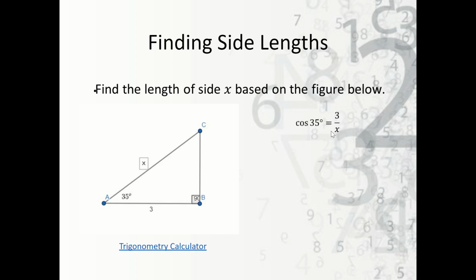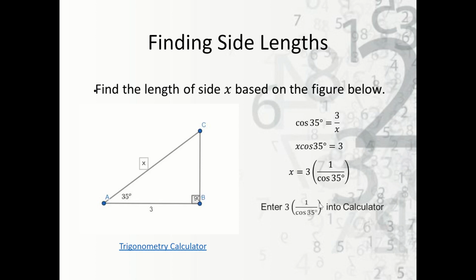Well, again, we need to get x by itself, but x is being divided by, so we need to move it to the other side first. So we'll multiply both sides by x, and we get x cosine of 35 degrees is equal to 3. We still don't have x by itself, so we need to get rid of cosine 35 degrees. To move this part over to the other side, we're going to divide by cosine of 35 degrees. Or another way of saying divide by cosine 35 degrees is multiply by 1 over cosine 35 degrees. So now we get x is equal to 3 times 1 over cosine 35 degrees.